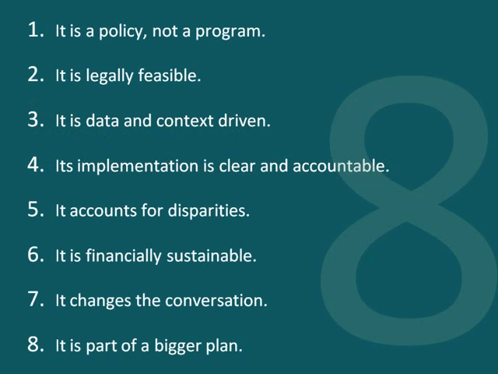The second item is that it has to be legally feasible. I'll talk more about that in a moment. The third element is that it's really data and context driven. The fourth is that you can really have a clear idea about how it's going to be implemented and some accountability as well. The fifth, and I noted this before, is that public health really needs to focus on the underserved, and the policy should account for disparities. The sixth is that it also should be financially sustainable, especially in these hard economic times.